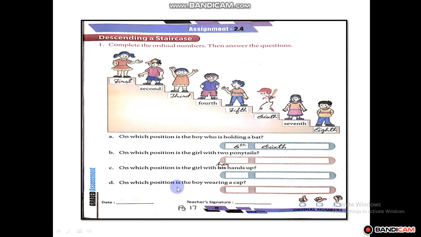On which position is the boy wearing a cap? Here the boy is wearing a cap. He is in 2nd position. This boy was holding a bat, but this boy is wearing a cap. So children, both are wearing caps, no? But we will take this one as the one holding a bat, so we have already done this. So we will go for this boy. He is in 2nd position. So you will write here 2nd, SECOND.